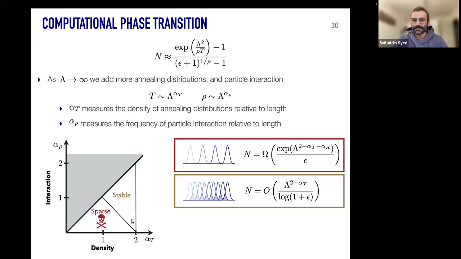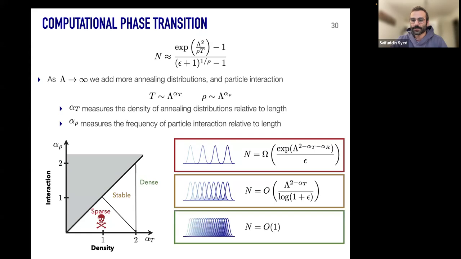Then there's this third regime that forms when the number of distributions grows quadratically, so when the number of distributions grows on the order of lambda squared. In this particular case, you can show that regardless of the resampling strategy, you're going to need at most 1 particle. You can get a stable normalizing constant with just a single particle.